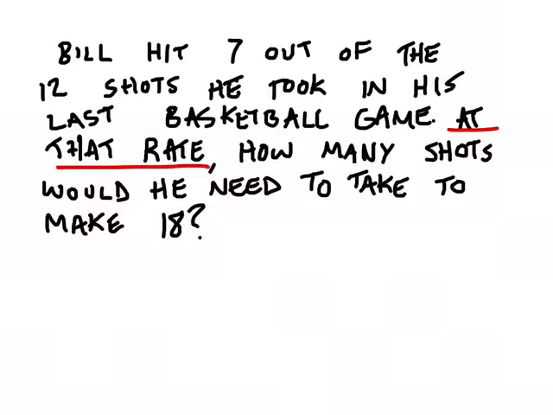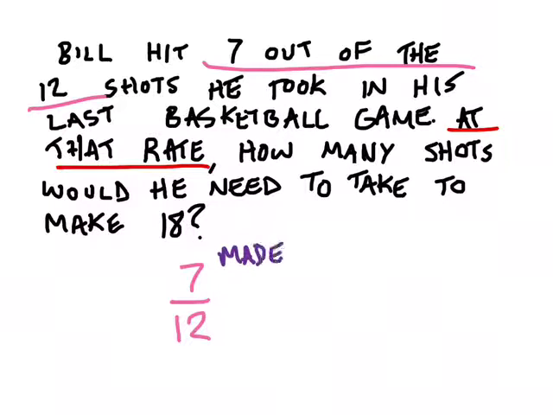So that from the get-go tells me I'm expecting this, or at least pretending that this is going to be a proportional relationship. So we're going to start with a ratio. The first ratio that I see is that he hit 7 out of 12 shots. So 7 out of 12 shots, that's actually a fraction. But I can start thinking to myself, what do each of these things mean? Well, that's 7 made shots and 12 taken shots.